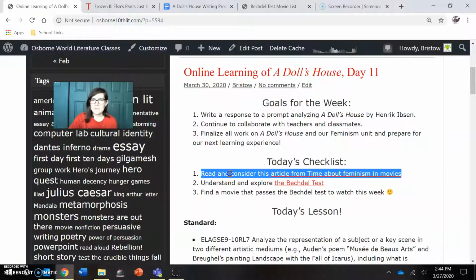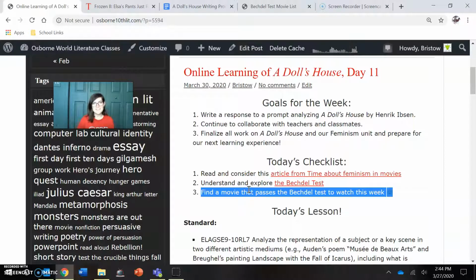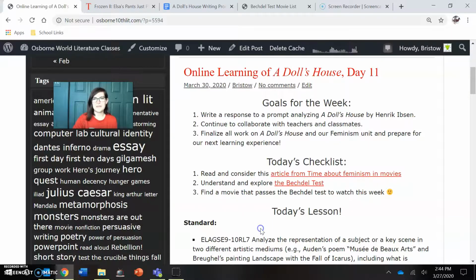So today's checklist, we're going to read and consider an article from Time magazine about feminism and movies. We're going to understand and explore something called the Bechdel Test, and I would like for you to find a movie that passes the Bechdel Test to watch this week.